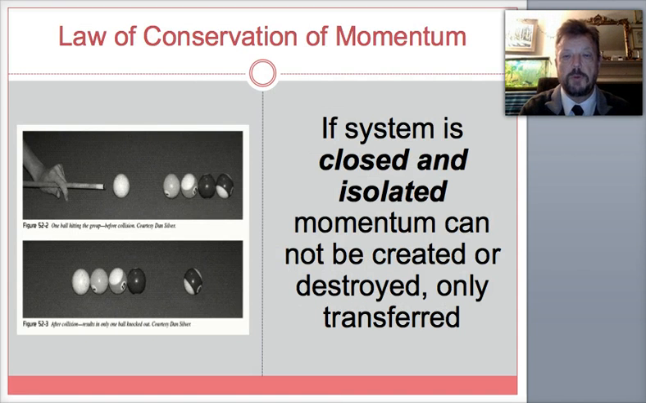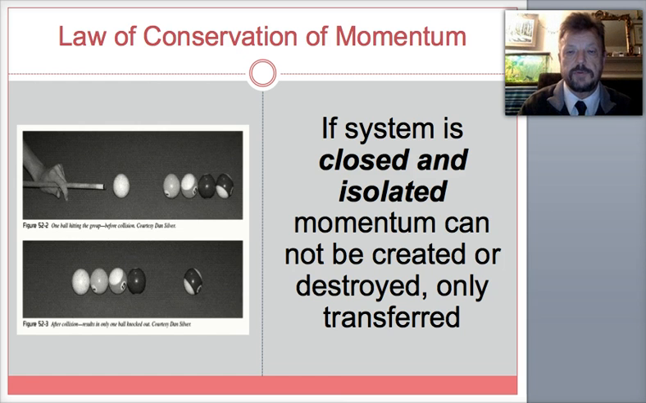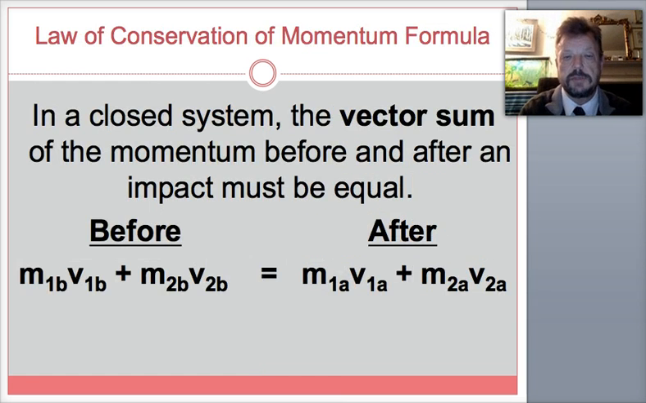The law of conservation of momentum states that if a system is closed and isolated, momentum cannot be created or destroyed, only transferred. In a closed system, the vector sum of the momentum before and after an impact must be equal. So the mass and velocity of object 1 before plus the mass and velocity of object 2 before must be equal to the mass and velocity of object 1 after plus the mass and velocity of object 2 after.